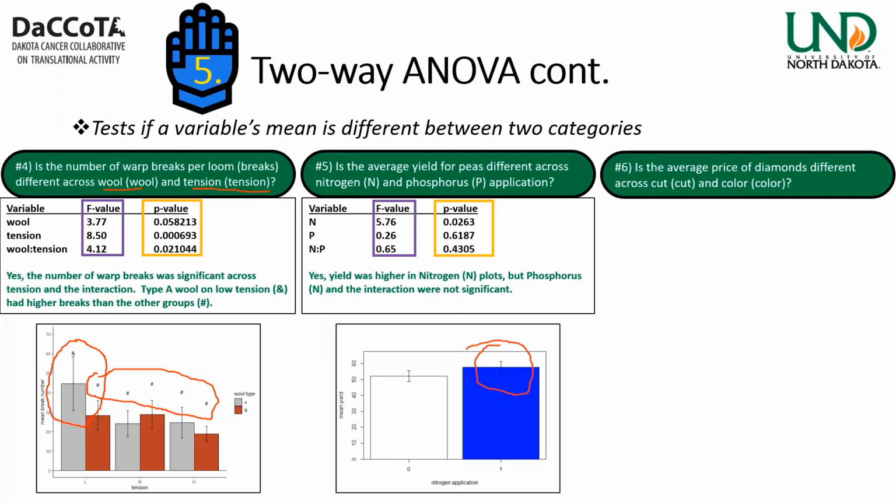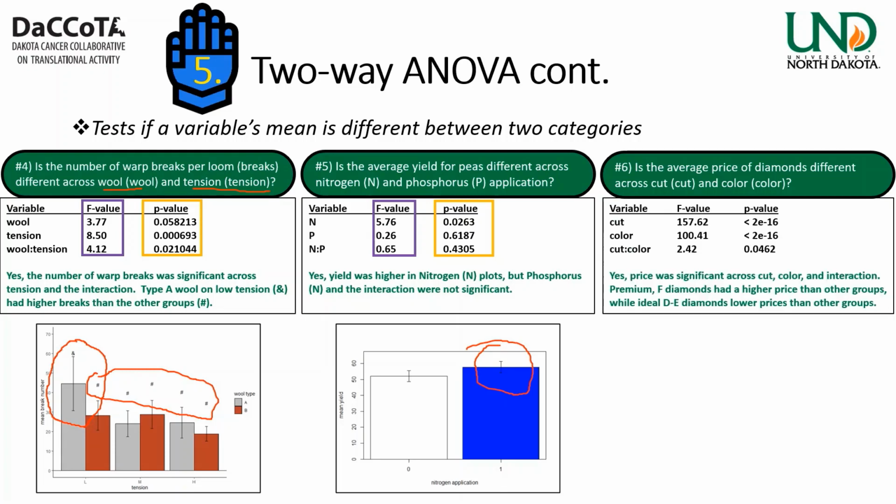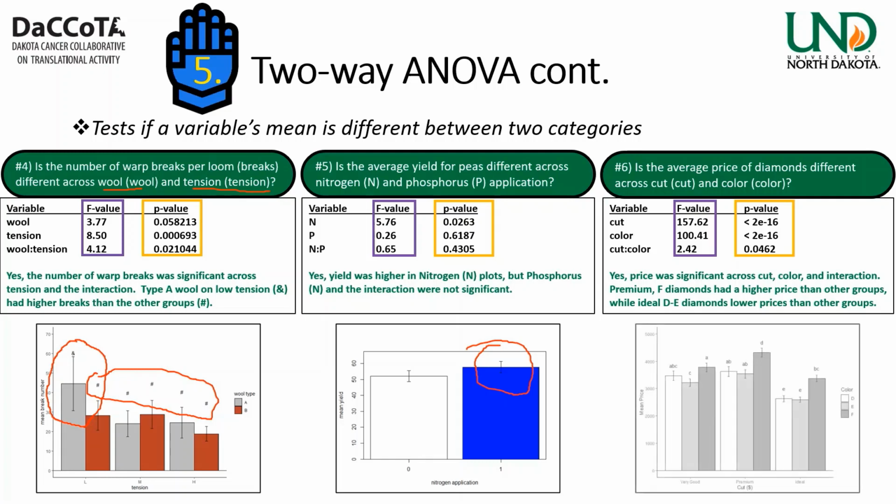And 6, let's take a look at diamonds. Is the average price of diamonds different across cut and color? This is a subset of the full data set. I just included not all categories because otherwise it would have been very messy. And what we found here is that, yeah, they're all significant: both cut, color, and the interaction. And really there's a lot going on here. Sorry, this is grayscale. It's meant to be significant. I just thought diamonds, kind of white and other colors.